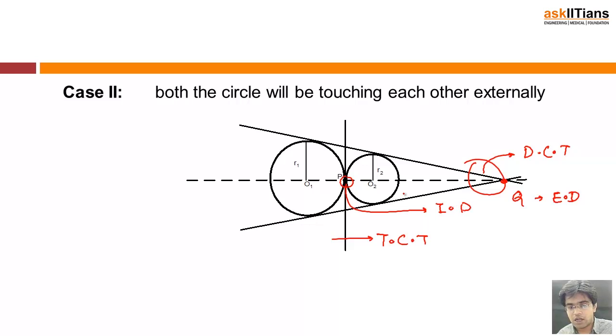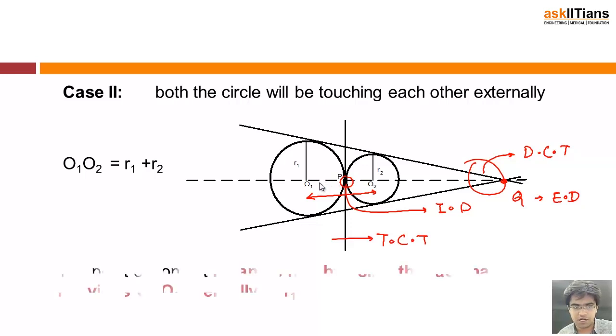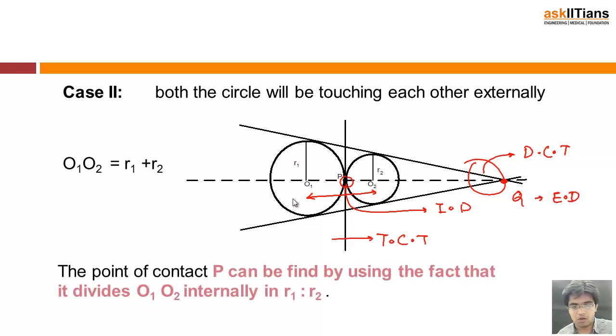What is the condition? I can clearly see that the distance between O1 and O2 is equal to r1 plus r2. So again, it's a very obvious rule that the distance between the centers has to be equal to the sum of the radii. Now the point of contact, again P, as I said, we can find by using the internal division method.